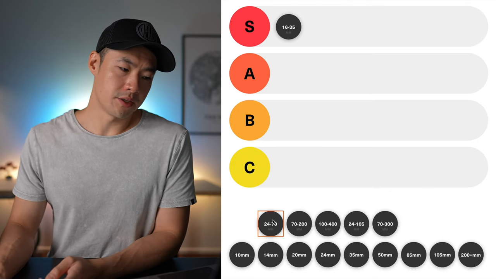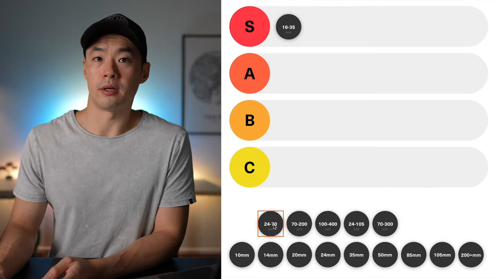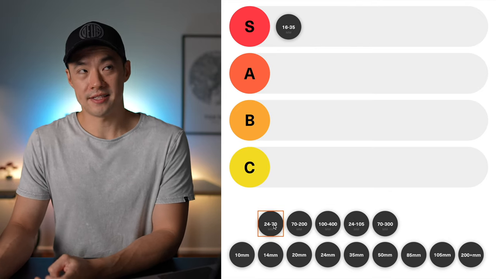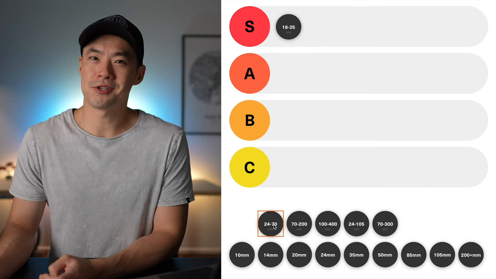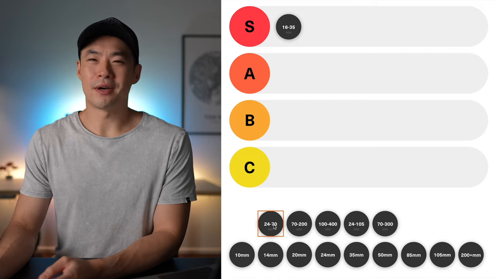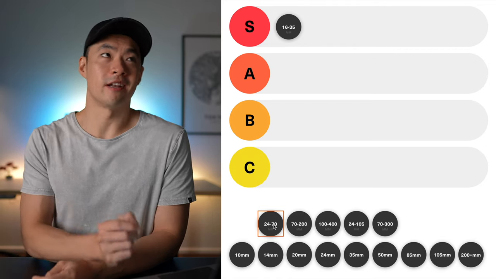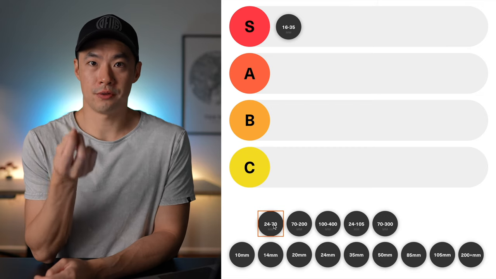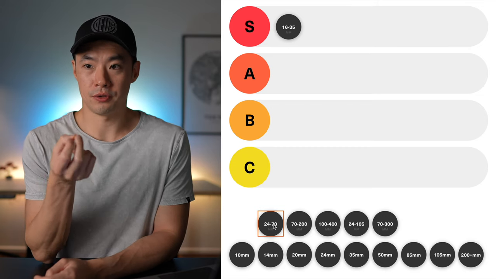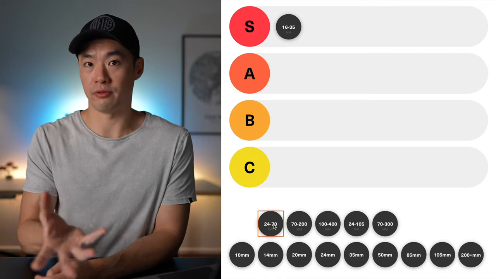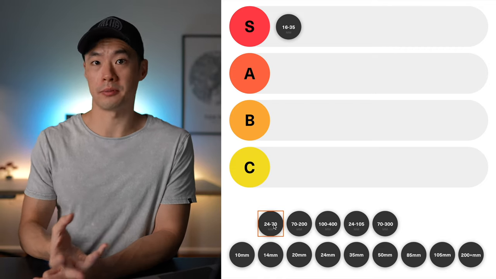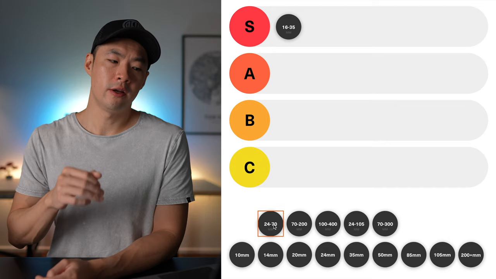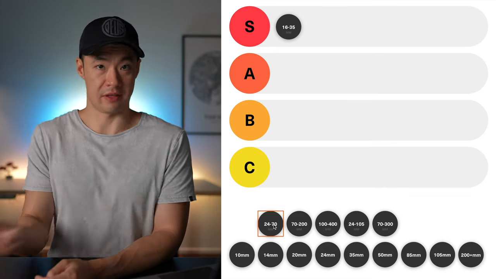So the next lens is the 24-70mm. This is a lens that I have a love-hate relationship with, only because I have this philosophy that the lenses that you own should constrict you enough to force you to be creative with them, to experiment with them, to push your boundaries, right? The 24-70 can do everything.